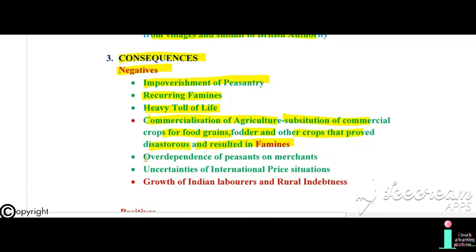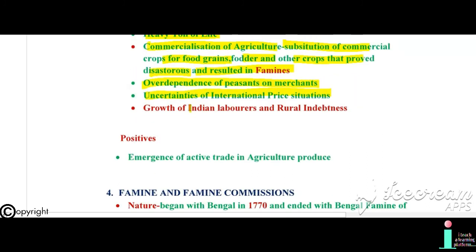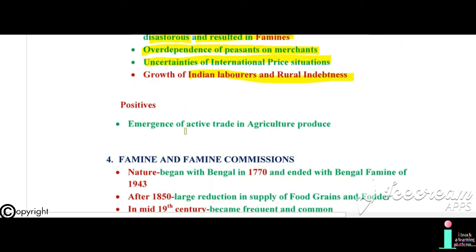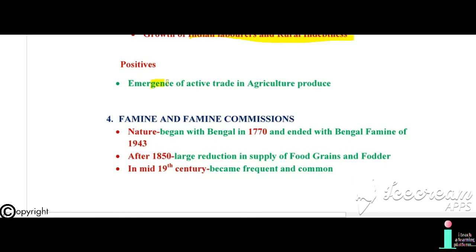Further, the negative consequences include the over dependence of peasants on merchants. It led to the snatching of their lands and a huge debt burden, and further uncertainties of international price situations, growth of Indian laborers and rural indebtedness. And the only positive is the emergence of active trade in agricultural produce.